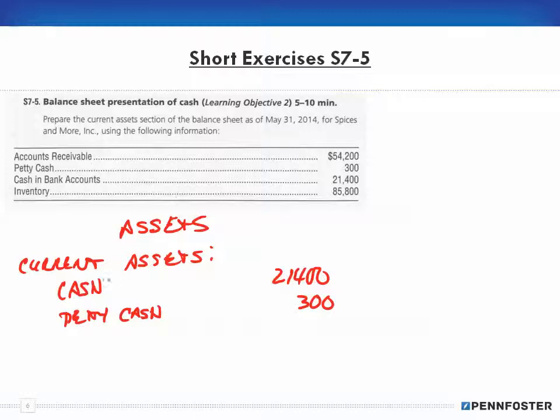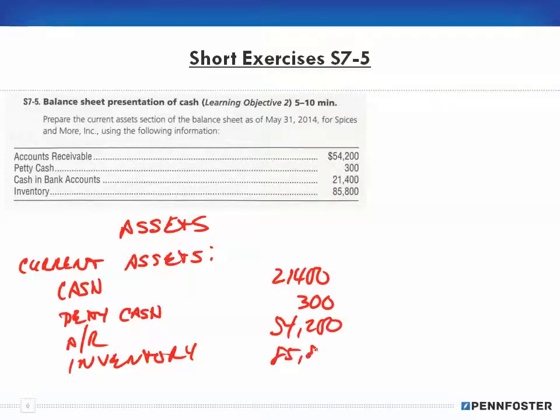Okay, and then next would be my accounts receivable, and that's 54,200. And then lastly, I would have my inventory of 85,800, and I would call that total current assets.